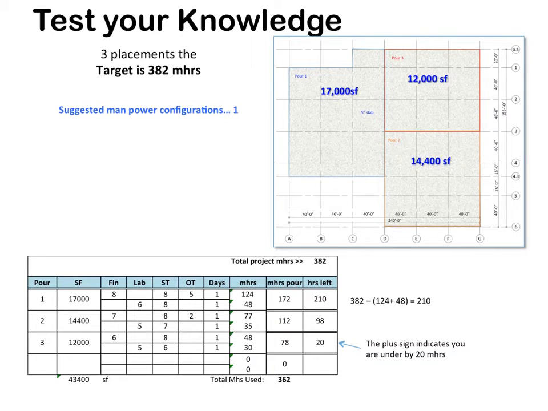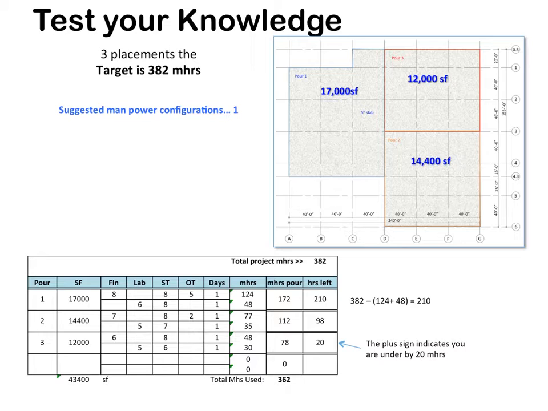In pour number 3, 6 finishers, 8 hours, 5 laborers, 6 hours, you get 48, 30, 78 total man hours, and 20 man hours left over. The plus sign here indicates that you are under by 20 man hours.